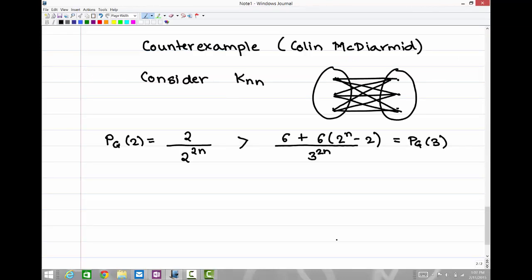The following is a counterexample due to Colin McDiarmid. Consider the equipartition complete bipartite graph K_{n,n} on 2n nodes. On the right here, we have an example of a K_{3,3}. There are 2 to the 2n total possible 2 colorings of this graph. Suppose the colors are red and blue. The proper colorings of this graph consist of one side getting red colors and the other side getting blue colors, and there are two ways to make these choices. Hence, P sub G of 2 equals 2 over 2 to the power 2n.